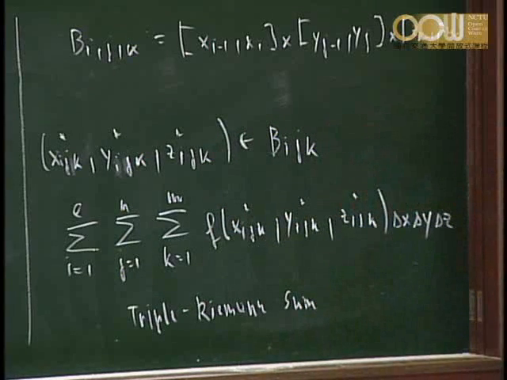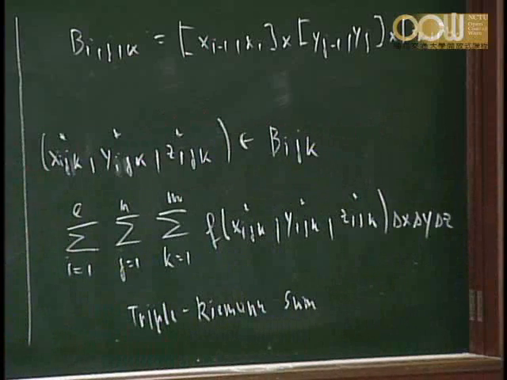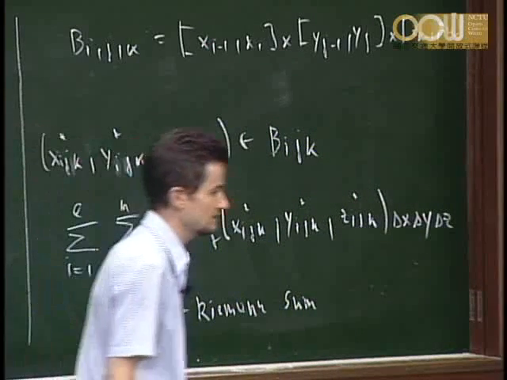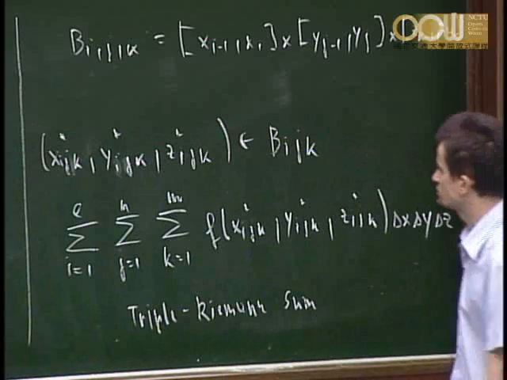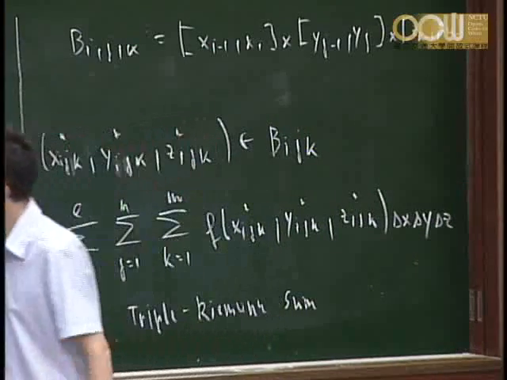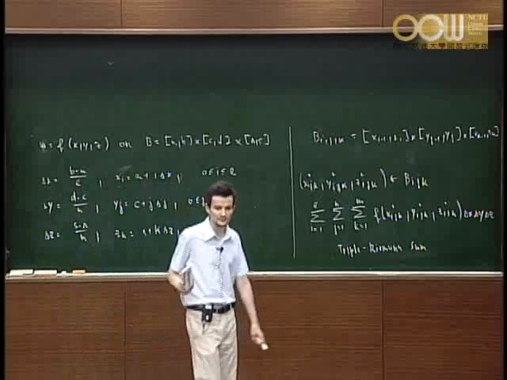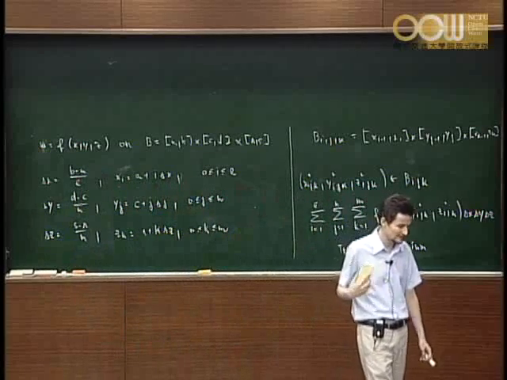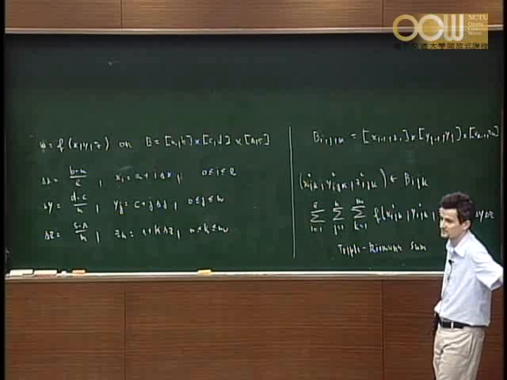And then we take limits: l tends to infinity, n tends to infinity, m tends to infinity. In the limit, the object which we get, if it exists, is called the triple integral. You should realize the difference to the double integral. At the present stage, this is not very motivated, what I'm doing. I just mimic what I have seen for double integrals.